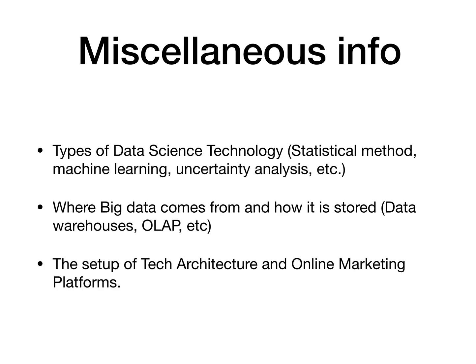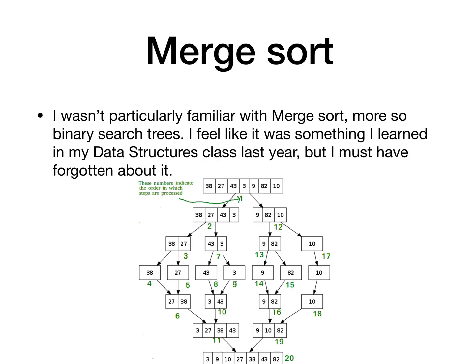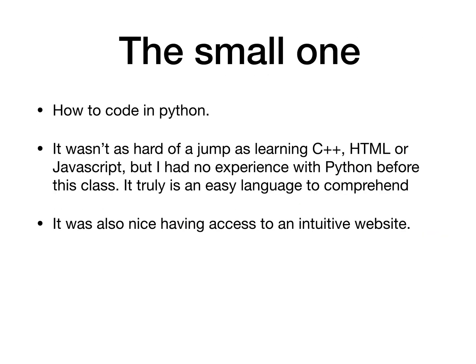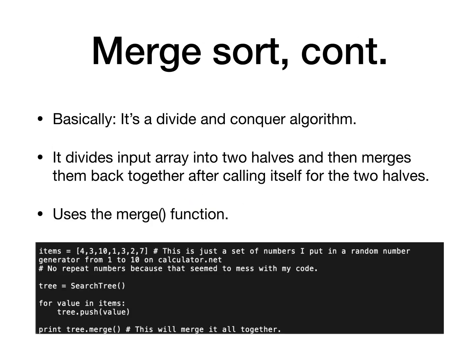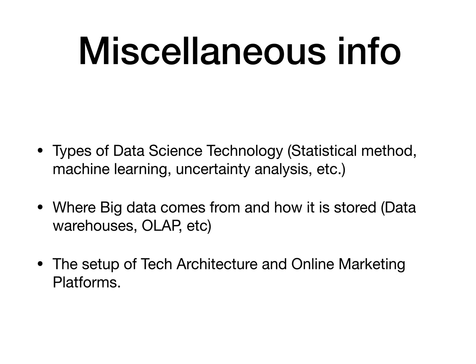Here's some more miscellaneous info I learned, that's not just the big stuff. I guess learning how to code in Python isn't considered the big stuff, but this is just some things I found were interesting that I learned, supplementary information that were just learned on the way. So the type of data science technology that is statistical method, machine learning, uncertainty analysis, stuff like that, and where big data actually comes from and how it's stored.